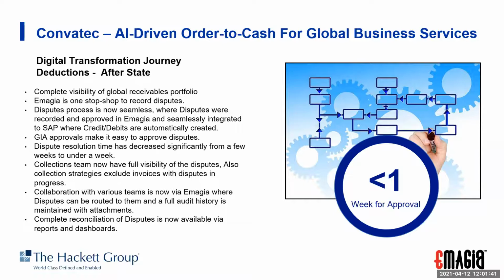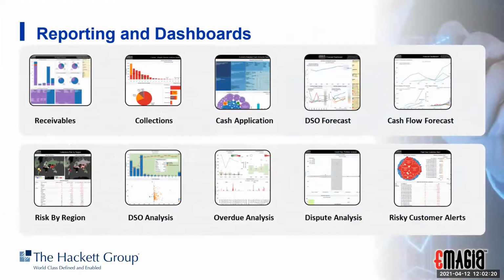So both those types of disputes, we were able to integrate into SAP, where a return is created in SAP as a result of approval of a dispute in Imagia, or a credit is created in SAP as a result of the approval. This was again a big achievement from a controls, risk and compliance perspective, because whatever is approved in Imagia, touchlessly it goes and creates the credit in SAP for the same amount. So you're not handling anything manually here. That was one good thing, and collaboration with various teams now in Imagia.